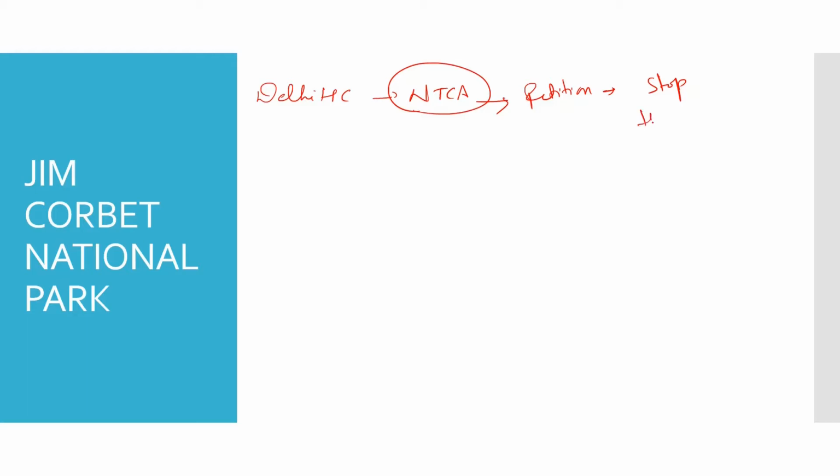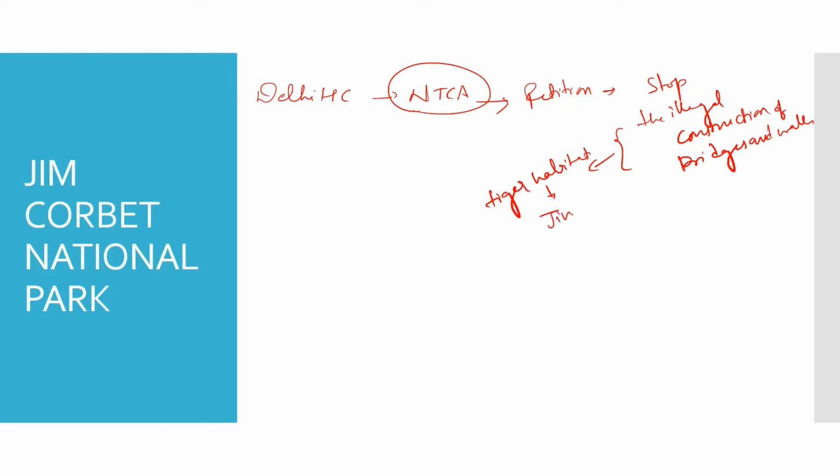To stop the illegal construction of bridges and walls, where we are talking about the tiger habitat in the Jim Corbett National Park. There they are doing some illegal constructions of bridges and walls. That is what the petition is all about. And here the Delhi High Court is asking the NTCA to consider this petition.